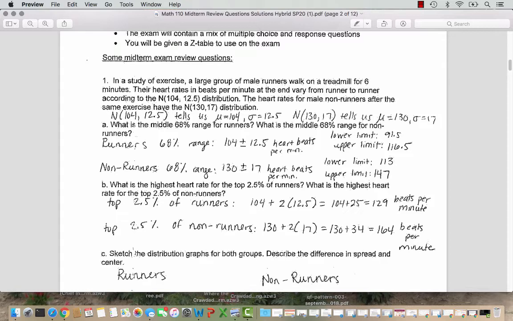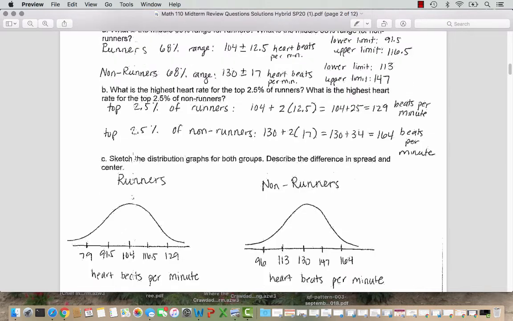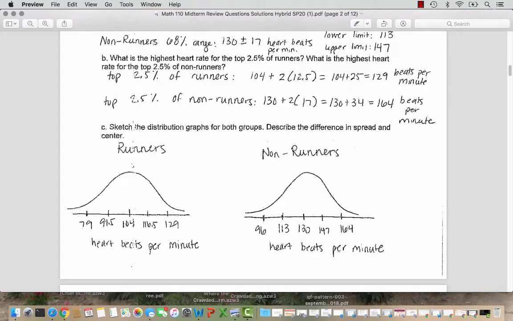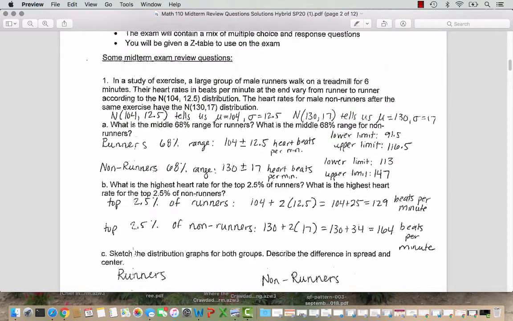So we're asked to figure out the middle 68% range for runners and similar for non-runners. So you could sketch out a distribution, as I've done down here at the bottom, and label it with the means at the center and use the standard deviation to add and subtract. So I drew two distributions in part C for runners and non-runners. If you want to do it just by adding and subtracting, we would say, well, we know 68% corresponds with one standard deviation. So for the runner 68% range, I start at 104, and then I'm going to add and subtract 12.5 heartbeats per minute because that corresponds with one standard deviation. I'm using this symbol plus or minus, which tells me I'm going to add to find the upper limit and subtract to find the lower limit.